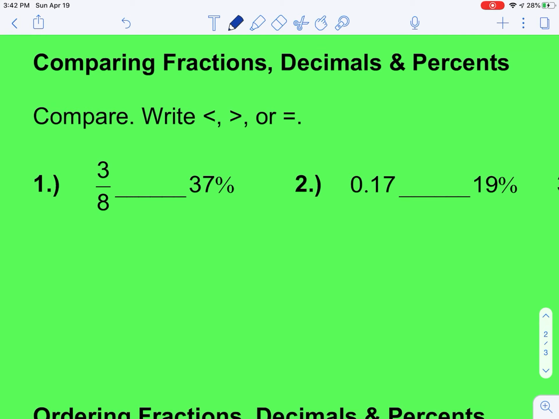So here I'm going to compare fractions, decimals, and percents. So my first one, I've got 3/8 and I've got 37%. Really what you need to do is make sure that those both look the same. So I can turn them both into fractions, or I can turn them both into percents. I would prefer not to write it as a fraction, because then I might have to simplify, or if I'm comparing, then I need to come up with a common denominator. So it's probably easiest if we do percents and decimals.